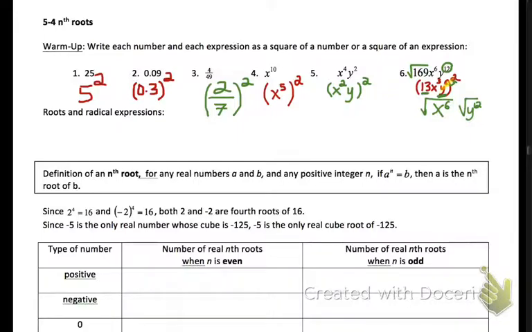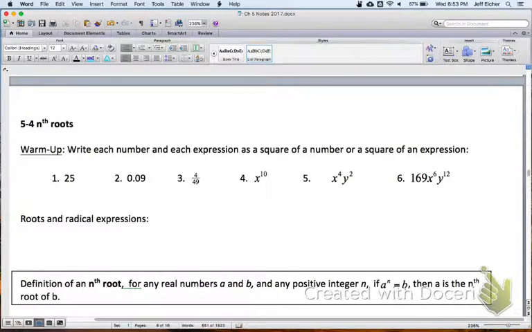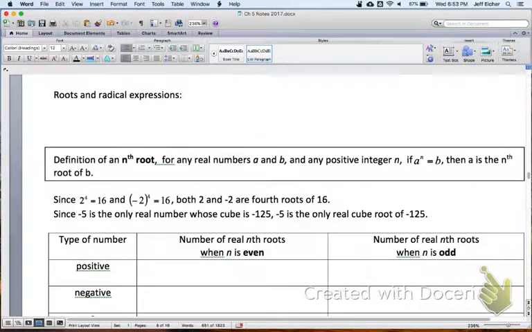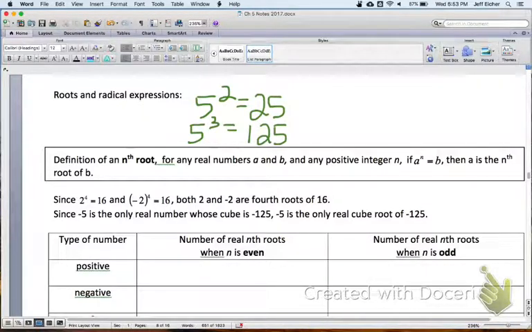So roots and radical expressions. We've talked about square roots, but there are other roots, obviously. You have 5 squared, that would be 25. So the square root of 25 is 5. Or 5 cubed is 125. So we would say the cube root, put a little 3 right here, the cube root of 125 gets us back to where we started. That would be a 5.